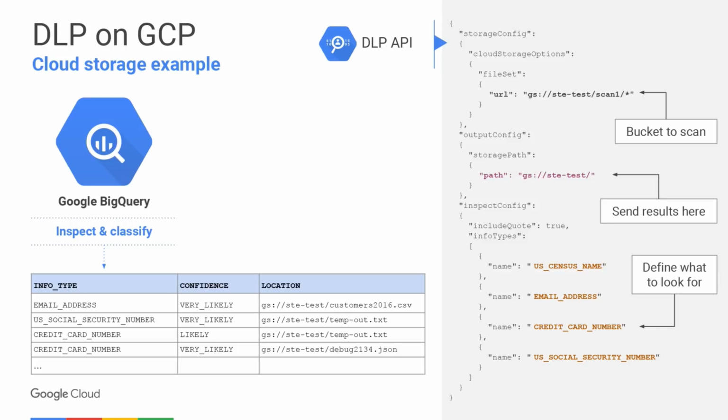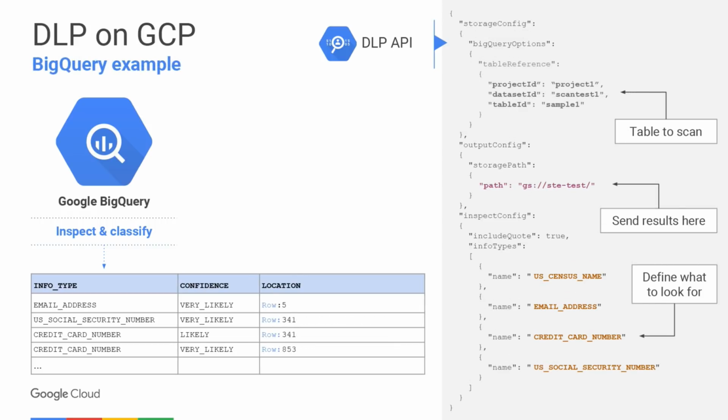So on the left side, what we're showing is, imagine you had a cloud storage bucket, and what you really wanted to do is get results that say, what did you find, what confidence was it that you found it, and what location was it in? And on the right side, what I'm showing is an actual API call to do that. So the difference here from what we showed before, where we actually sent the data into the API call, is that here you can actually just point it to a cloud storage bucket to scan. So in this case, we've indicated the bucket to scan, where we want results sent, and then defined what we want to look for. So again, in this case, we've only turned on 4 of our classifiers, but this gives you an idea of how easy it is just to specify a bucket and get results. BigQuery is the same thing.